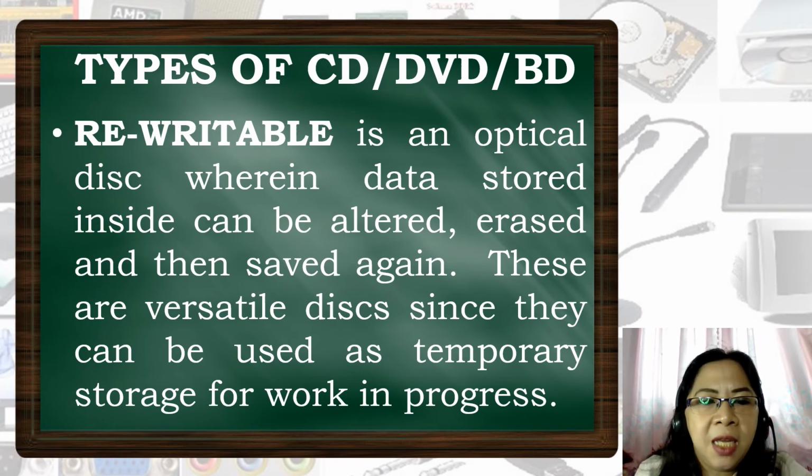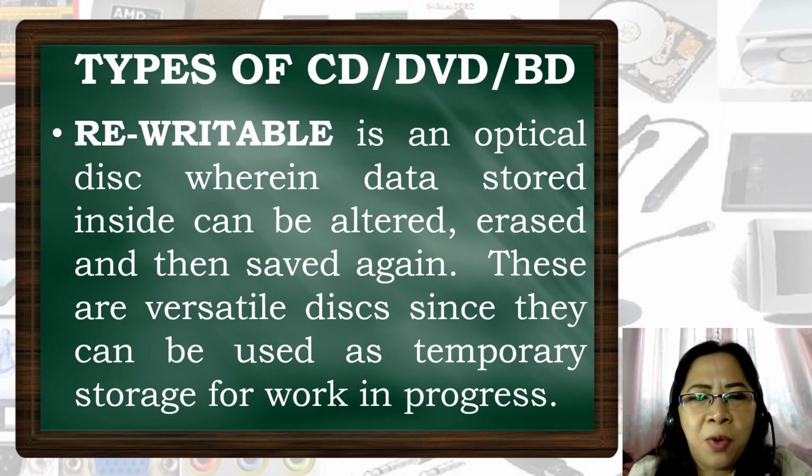The third type of CD, DVD, and BD is the rewritable. It is an optical disc wherein data stored inside can be altered, erased, and then saved again. These are versatile disks since they can be used as a temporary storage for work in progress. The RW or rewritable kind of optical media is usually used in burning or writing files, in which when you open a file in a rewritable CD and edit the content, you can still save it and overwrite the previously saved file.